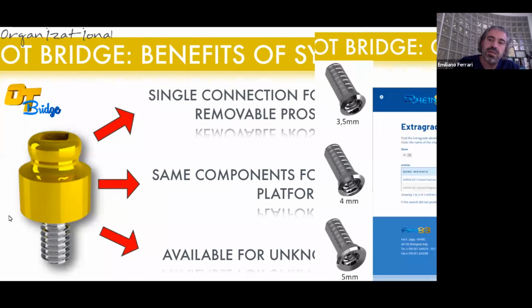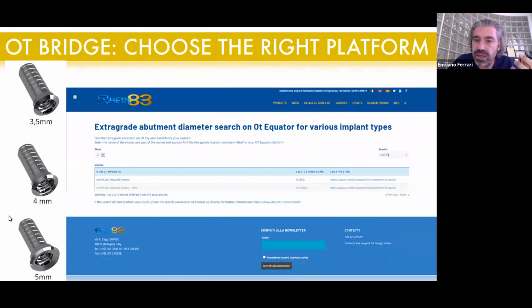solution. So one very important thing is to choose the correct diameter of the abutment that you have to screw. It depends on the diameter of your implant, but on the website of Rhein83, you can easily choose it, just matching the brand of implant and the diameter, and you can easily understand what kind of abutment is correct to use in this case. Okay, Gianni? Yes, absolutely. Because there are only 3 diameters, because of course every implant has a narrow, regular, wide platform.